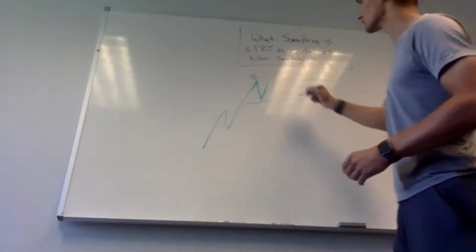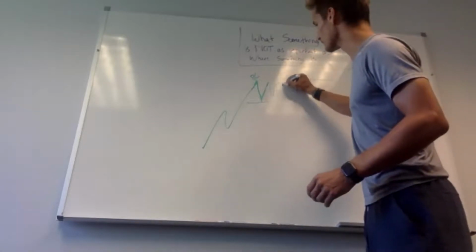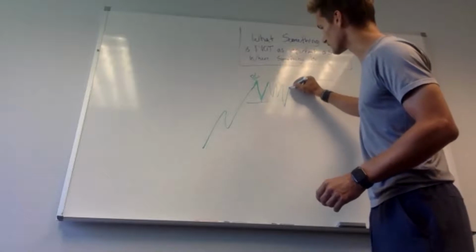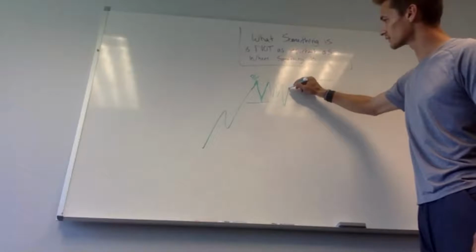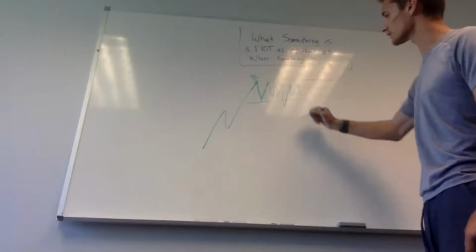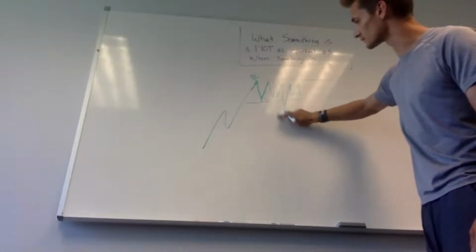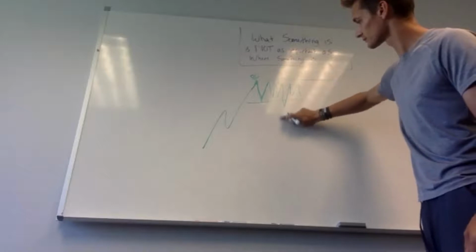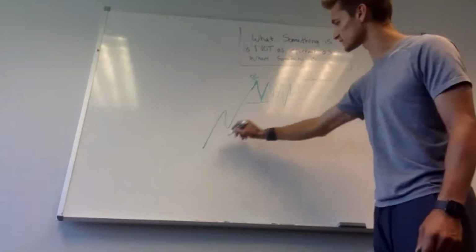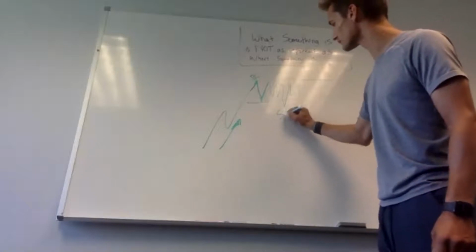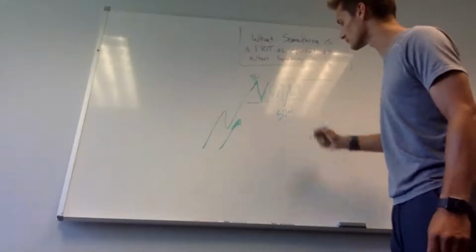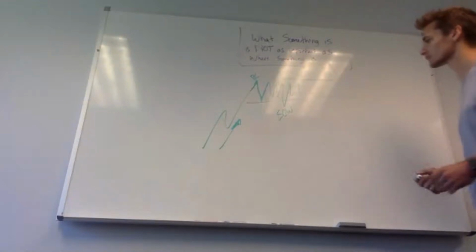So when we're in here, if it tests above this, or tests below this, and keeps coming back into consolidation, that's a sign of weakness. That's a sign that this bullish momentum is definitely fading. I'm just going to write SOW, sign of weakness.